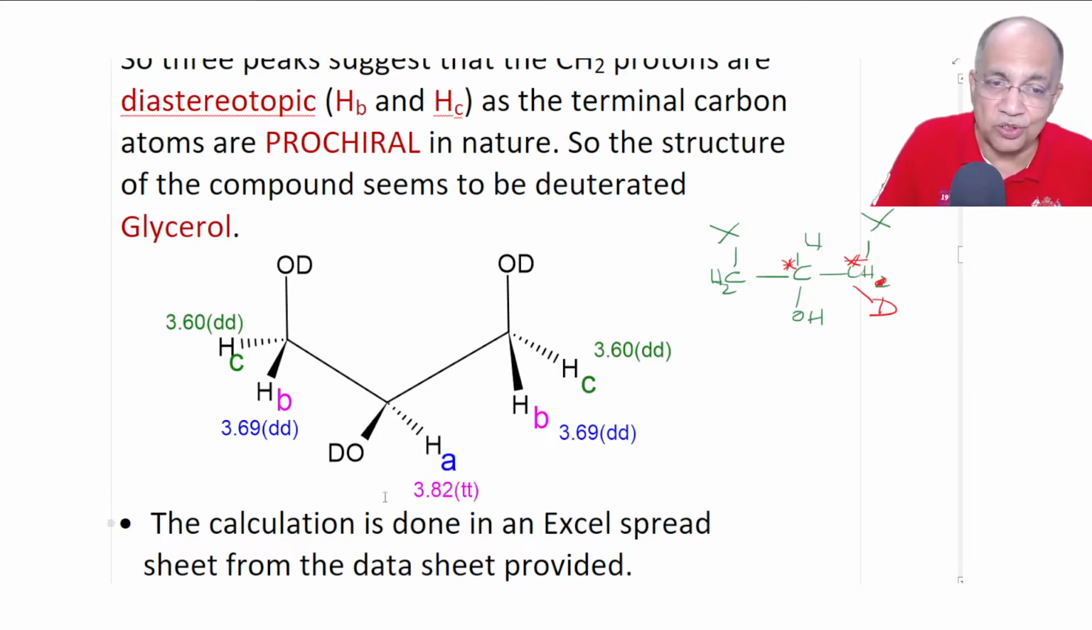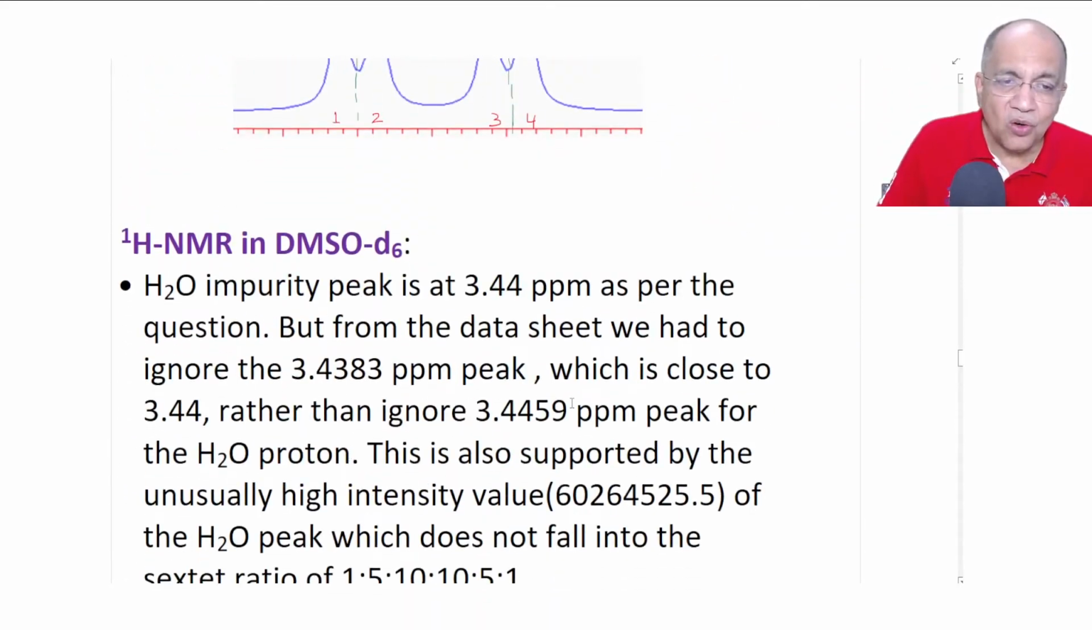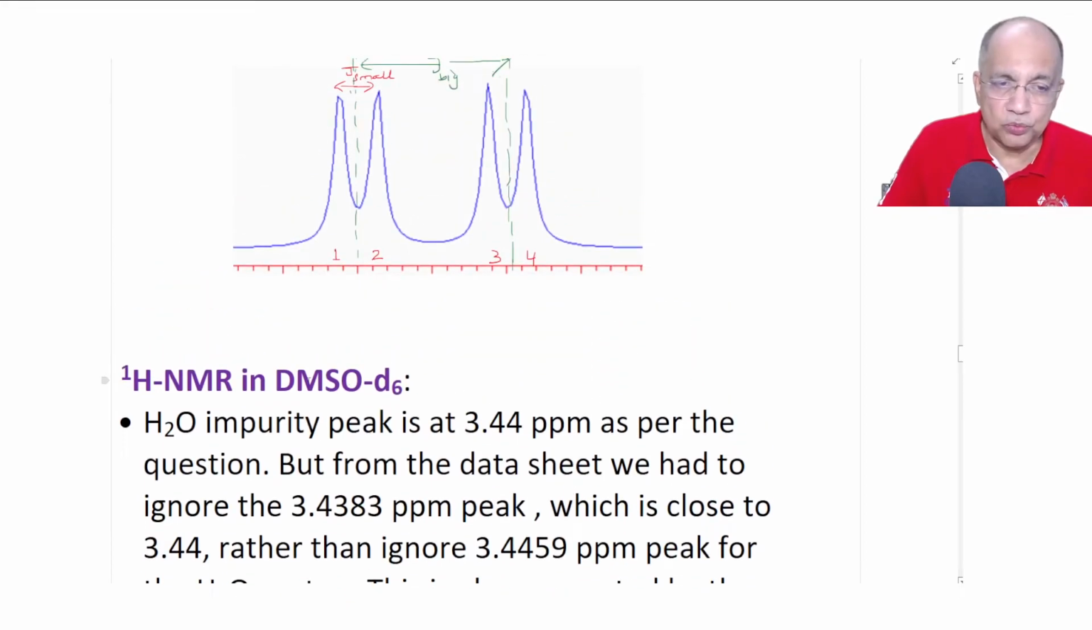Which one is closer to HA? That will tell which one is which. But for now, we can assign either one to 3.60, 3.69. Doesn't matter. Now, let us go to discuss the DMSO.